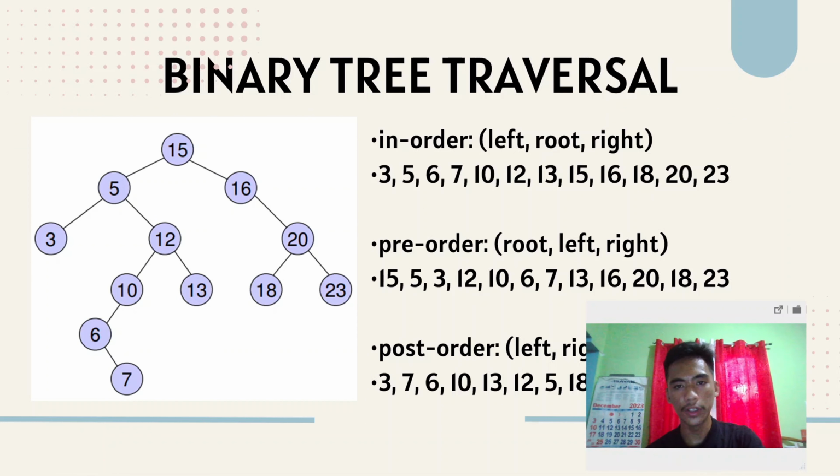Binary tree traversal. These are the binary tree traversal examples. First is in-order, with left, root, right. The sequence is 3, 5, 6, 7, 10, 12, 13, 15, 16, 18, 20, and 23.